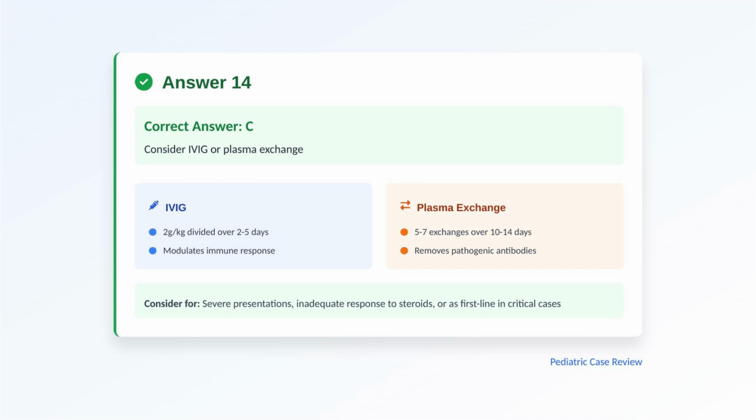These therapies may also be considered as first-line treatment in cases with severe initial presentations, such as respiratory compromise or rapidly evolving weakness. The decision between IVIG and plasma exchange often depends on institutional experience and availability.